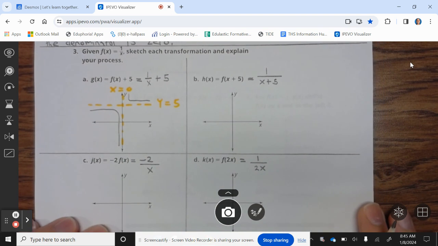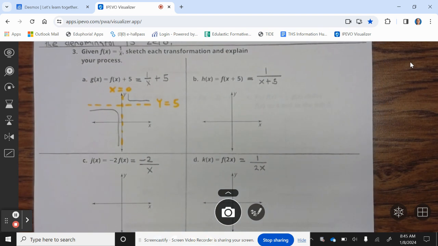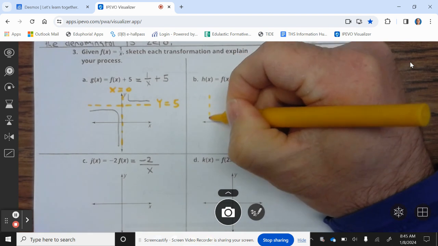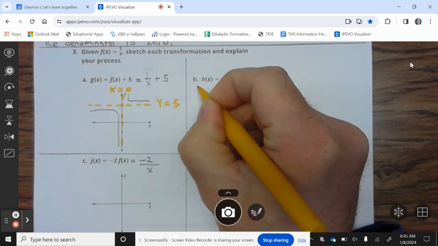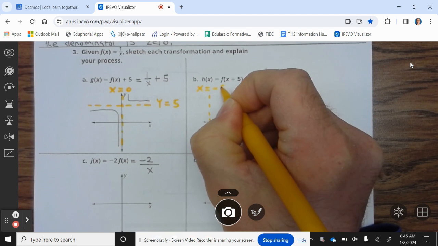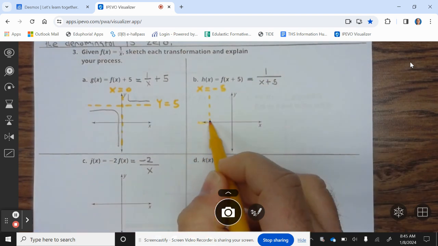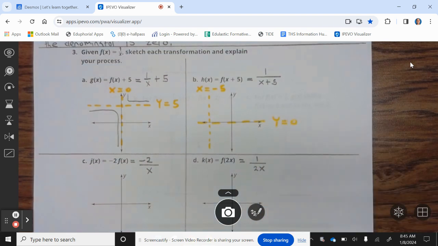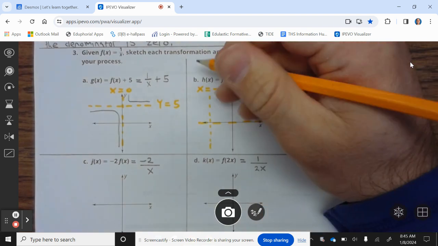All right, let's take a look at B. h of x equals f of x plus 5, which equals 1 divided by x plus 5. So our vertical asymptote now is at x equals -5, and our horizontal asymptote is at y equals 0. So then your graph is here.